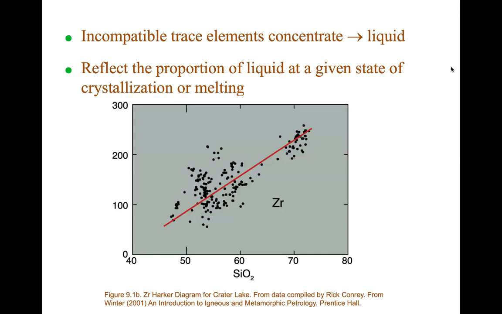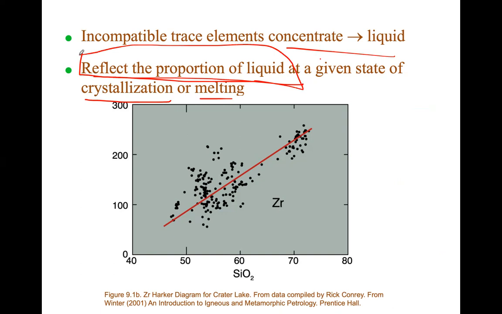As we discussed, the incompatible elements try to concentrate in the liquid, right? And once you plot them, their composition reflects the proportion of liquid. I mean, how much is fractionated into the liquid phase, or even when you consider the solid, how much is fractionated into the crystallizing phases, right? So both during melting and crystallization, the incompatibles tend to partition into the liquid phase anyway. So then you can understand whether there has been a lot of incompatible elements fractionated or not by looking at the incompatible element composition.